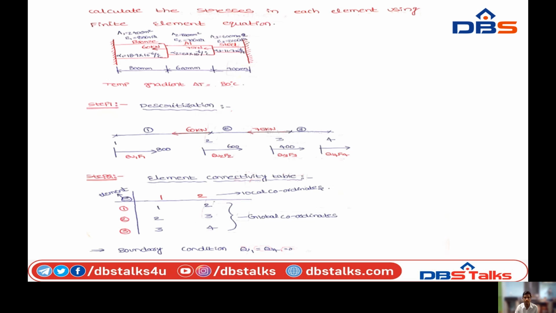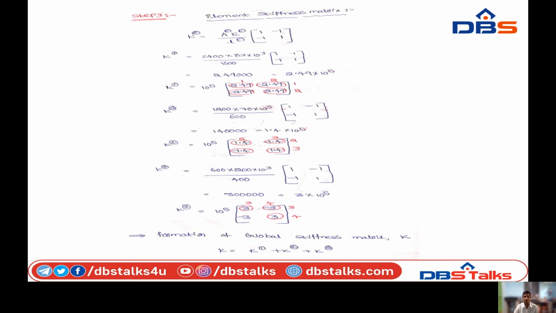After completion of the element connectivity table and the discretization process, step three is finding the element stiffness matrix for the various elements. Here, three elements are there, so I am finding three stiffness matrices. First of all, I am finding the element matrix for the first element, that is K1. The formula for the element stiffness matrix in the finite element method is K equal to AE by L times the matrix 1, minus 1, minus 1, 1. Here, A means A1, E means E1, L means L1.